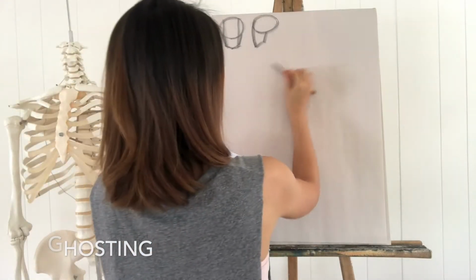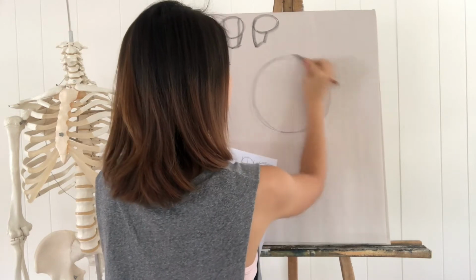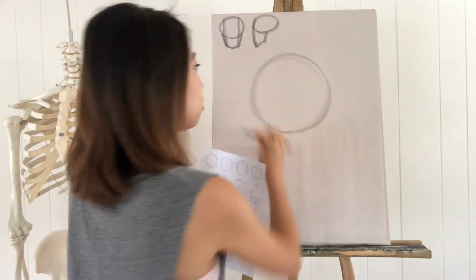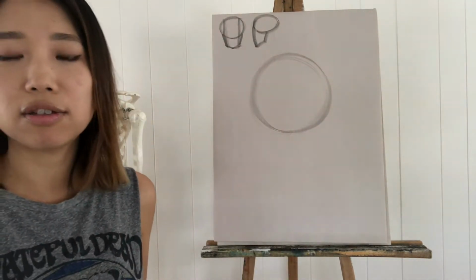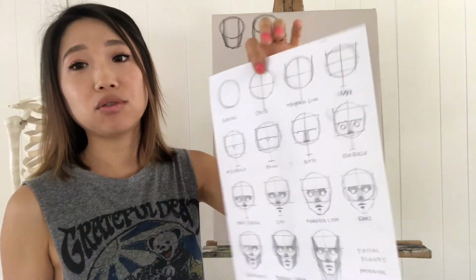Alright, so the ghosting, just go ahead and, just like we always do, you don't really have to make it an oval shape or anything. We're just going to start with a regular sphere shape like this. And the next step is to create the cross.